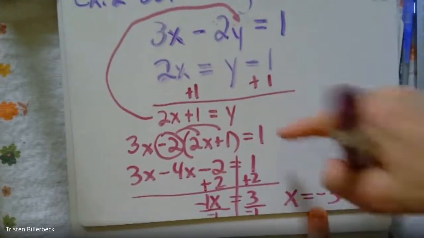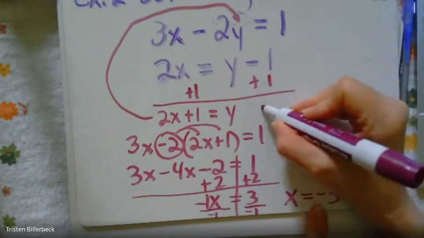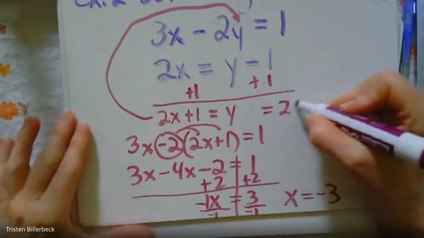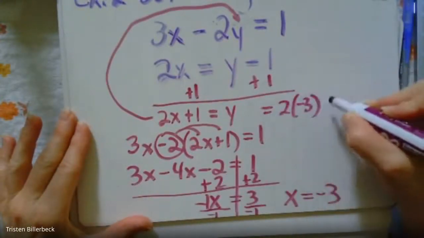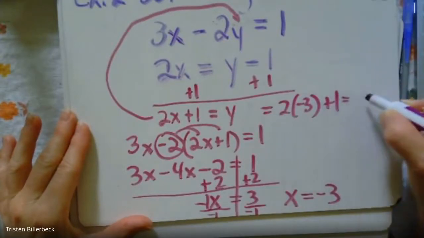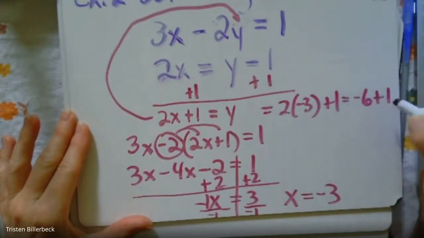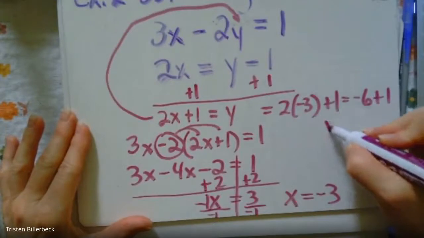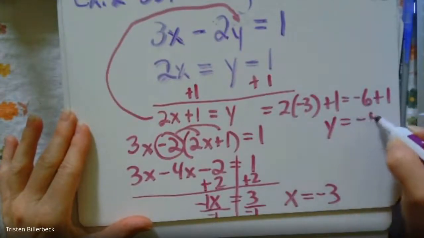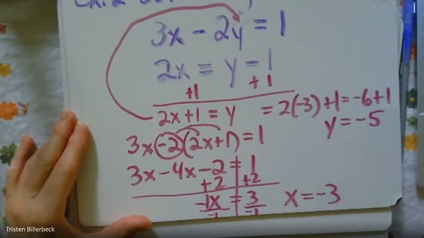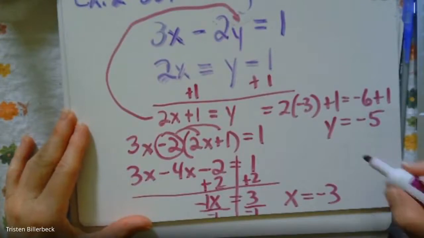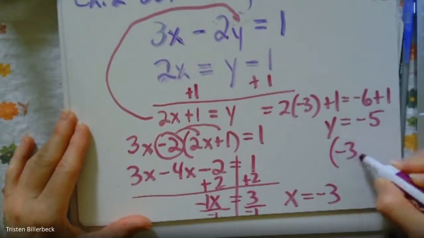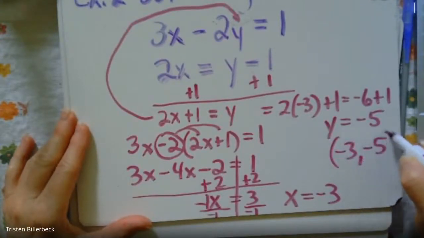Now that I have that, I plug it back in here. So I have y equals 2 times negative 3 plus 1, equals negative 6 plus 1. So y equals negative 5. So my point of intersection is negative 3, negative 5.